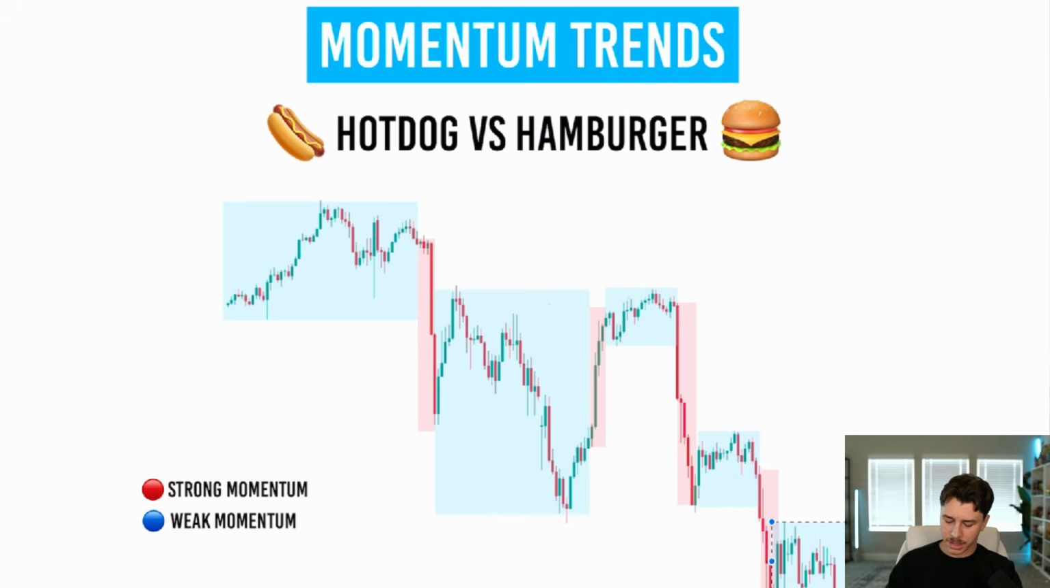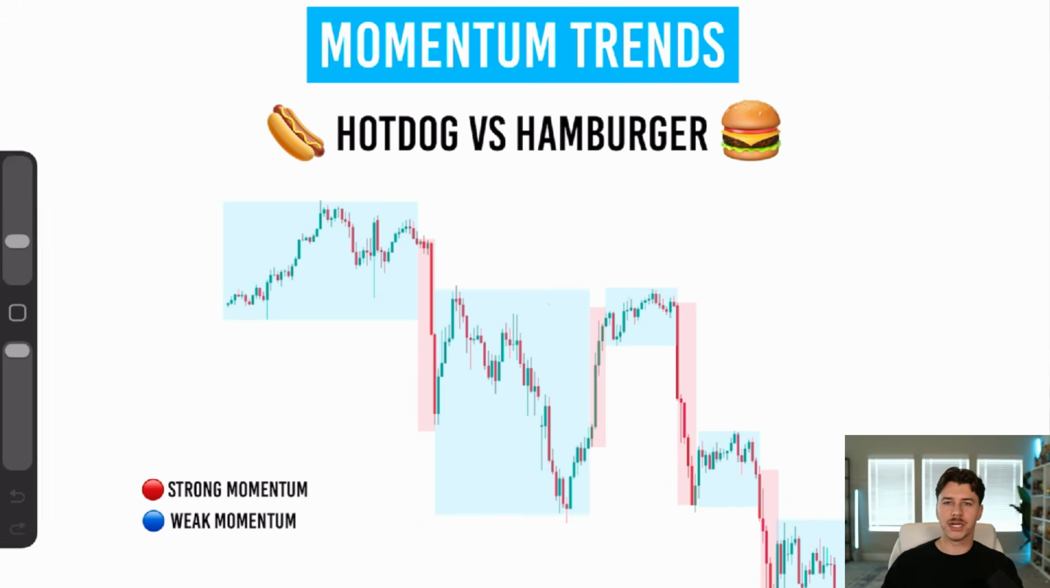So hopefully now you can identify the differences between weak momentum and strong momentum trends in the market. Once again, the easiest way to do this is to look for those candles we just talked about. Strong momentum candles, really large bodied candles with little to no wicks, showing that there's clear direction in that market. And that's a really great trading environment. We want to be trading during these red boxes.